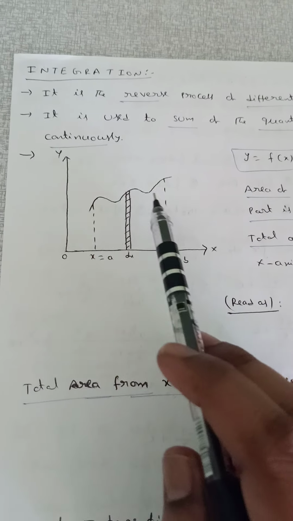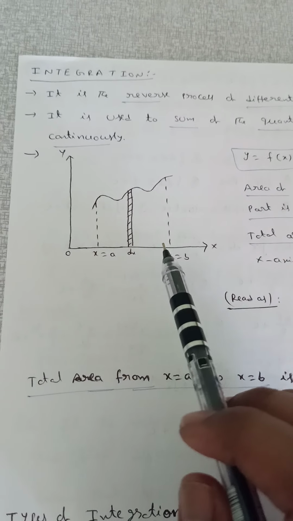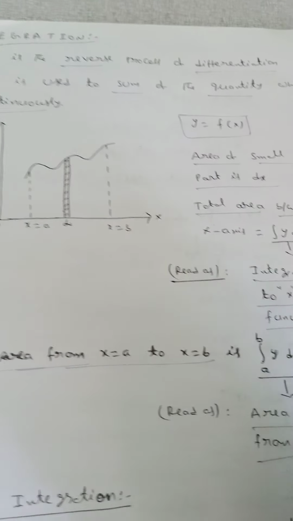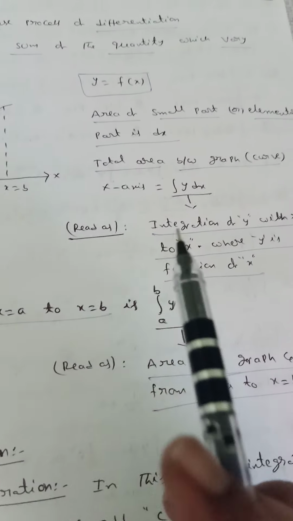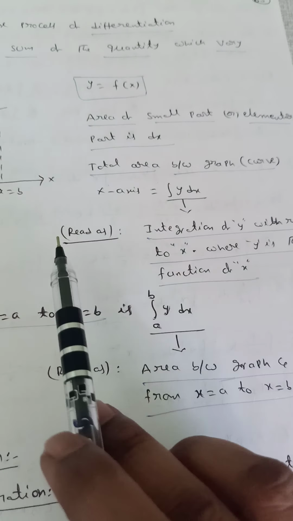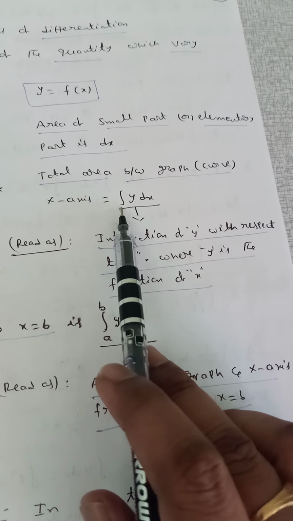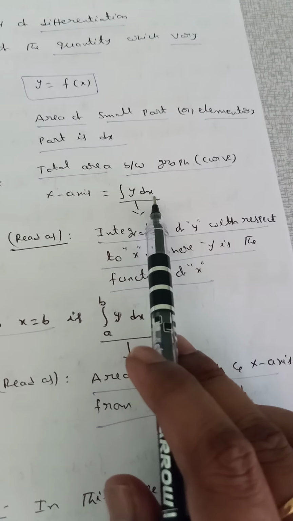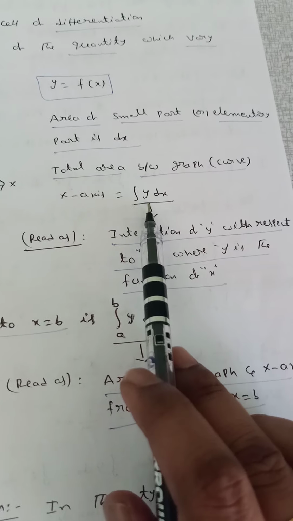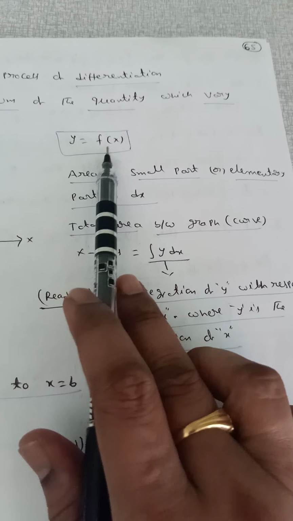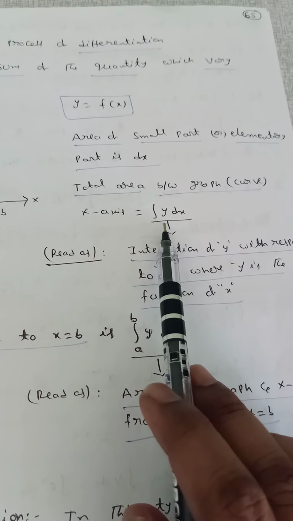But the total area between the graph or curve and the x-axis is denoted by the integral of y dx. It is read as integral y dx. This symbol is called integration, and this is the integration of y with respect to x, where y is a function of x.